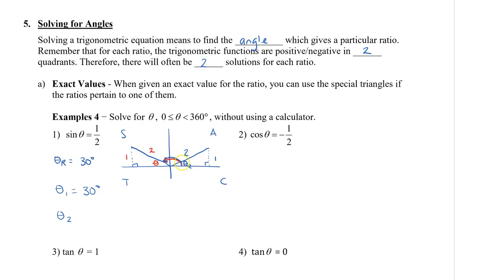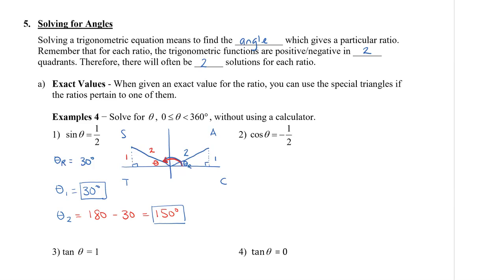The angle in quadrant 2, this red one here, we need to find that by taking 180 degrees and then subtracting the reference angle, which will then give me this red arc, which is the angle in standard position. So that's going to be 180 minus the reference angle, which will then give me 150 degrees. So my two solutions are 30 degrees and 150 degrees.